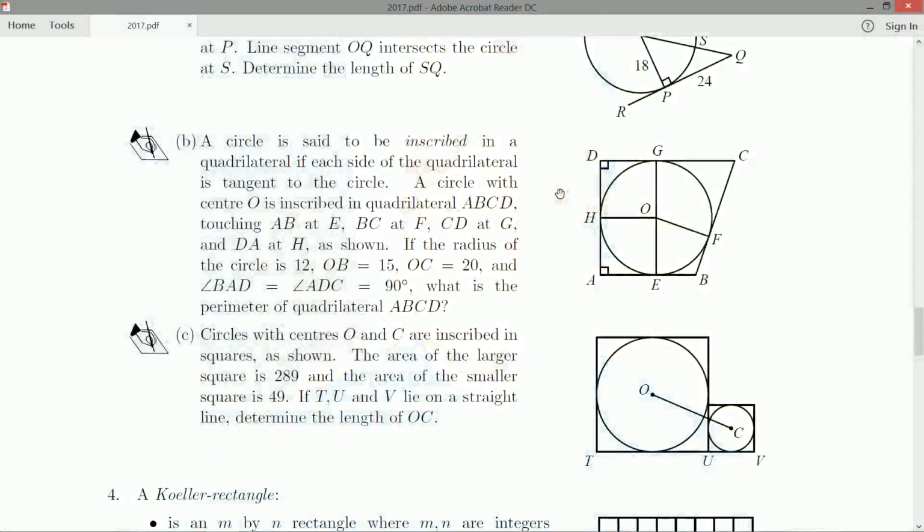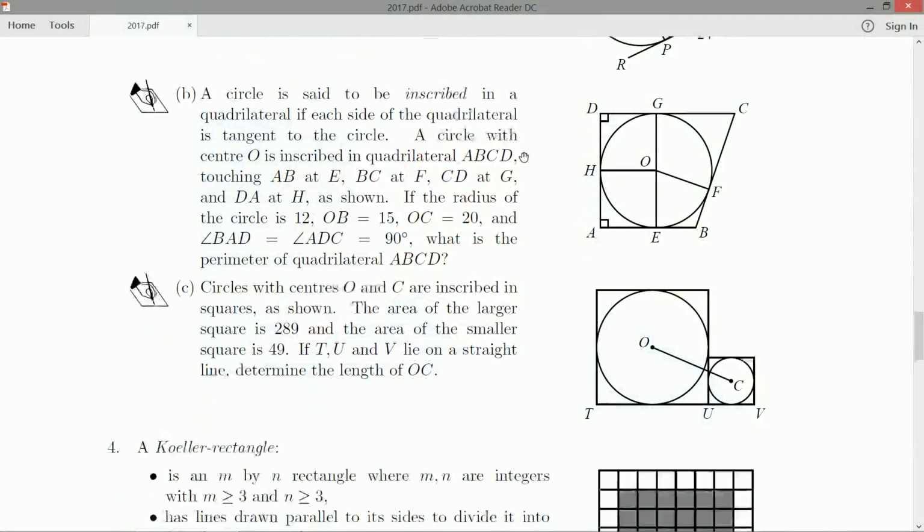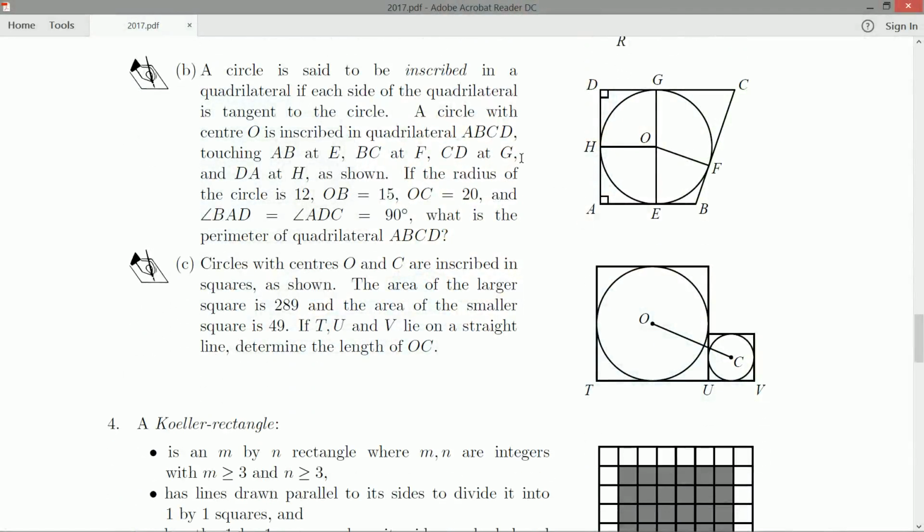Alright, so let's finish this off with the C part. Circles with centers O and C are inscribed. Hey, remember the definition of inscribed from B part? They're inscribed in squares as shown. The area of the largest square is 289. I know that that's 17 squared. And the area of the smaller square is 49. That's 7 squared. If T, U, and V lie on a straight line, determine the length of OC.